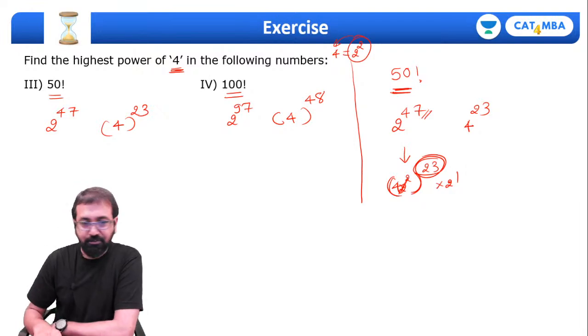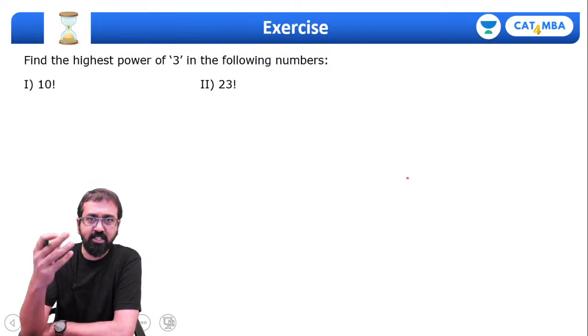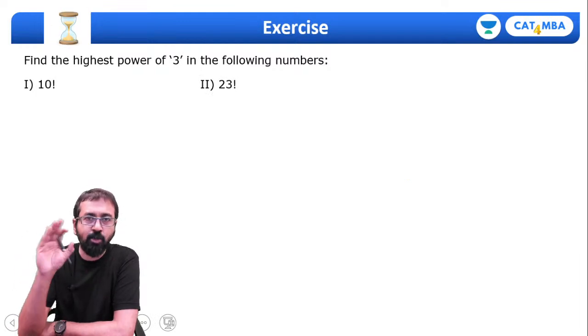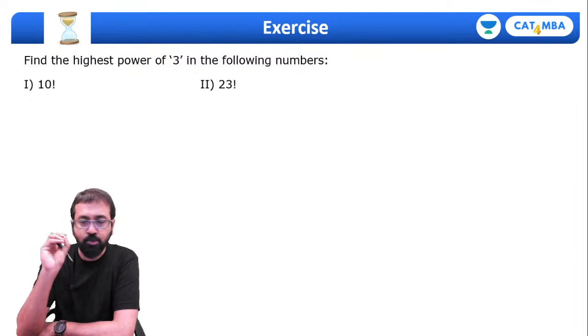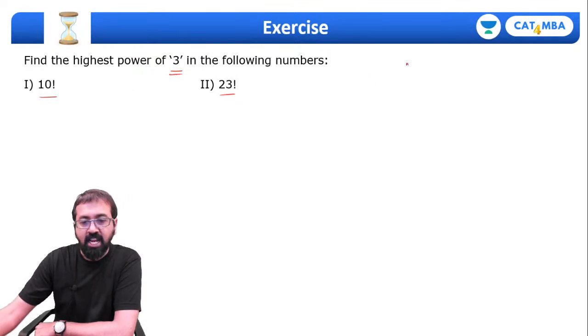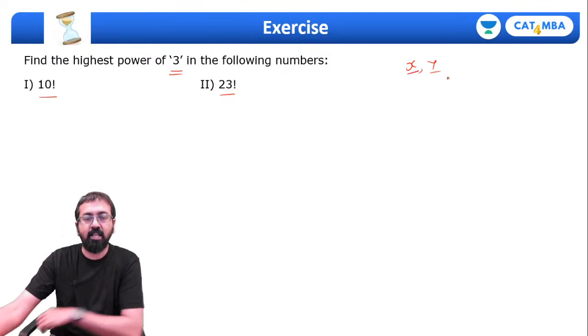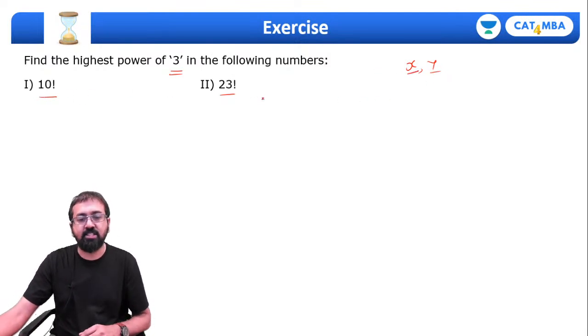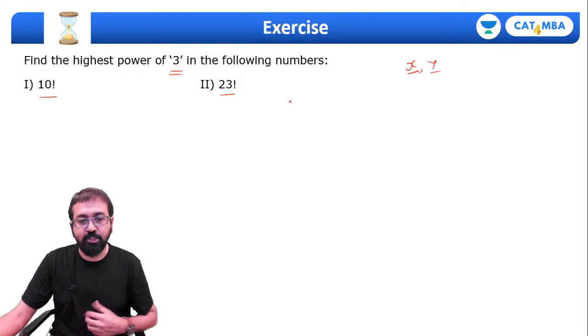Okay, fine. So guys, let's take a few more questions. Shubhankar, things will become pretty clear. We are going to practice at least 15 questions today related to this. Yeah, so it would become pretty clear. Now guys, quickly tell me what is the power of 3 in 10 factorial and 23 factorial. Enter your answer in the comment section as x comma y. In fact, the first answer and second answer. Quickly enter in the comment section.